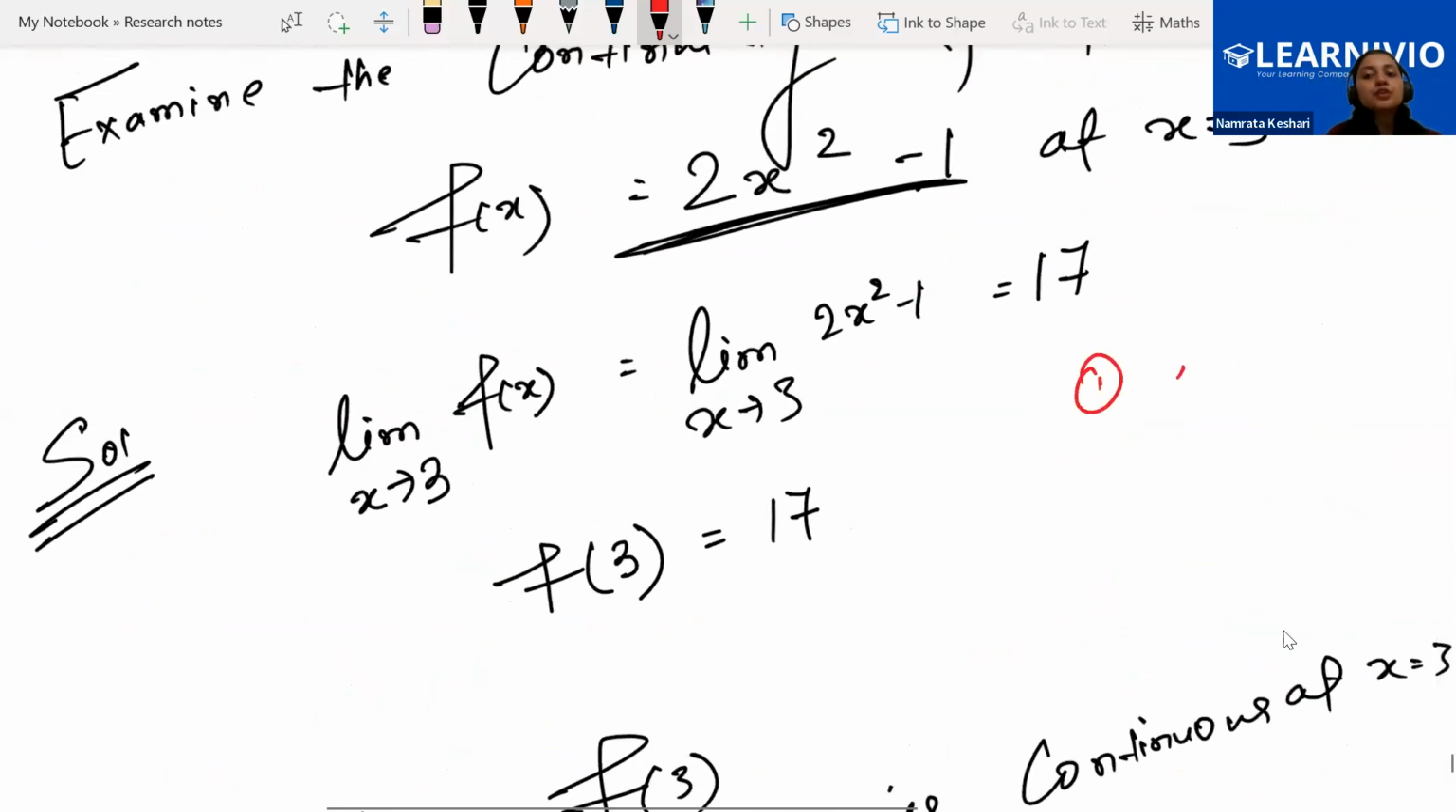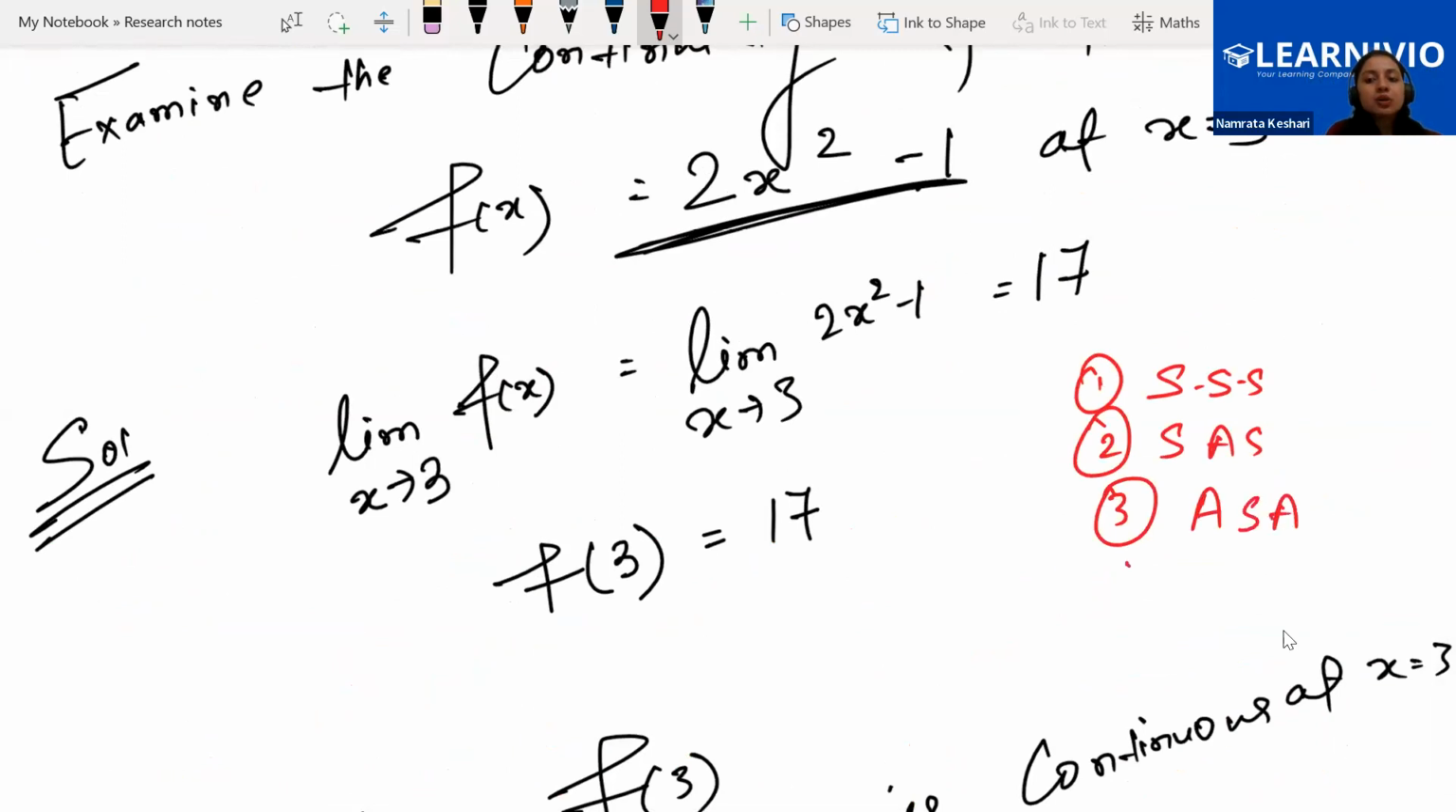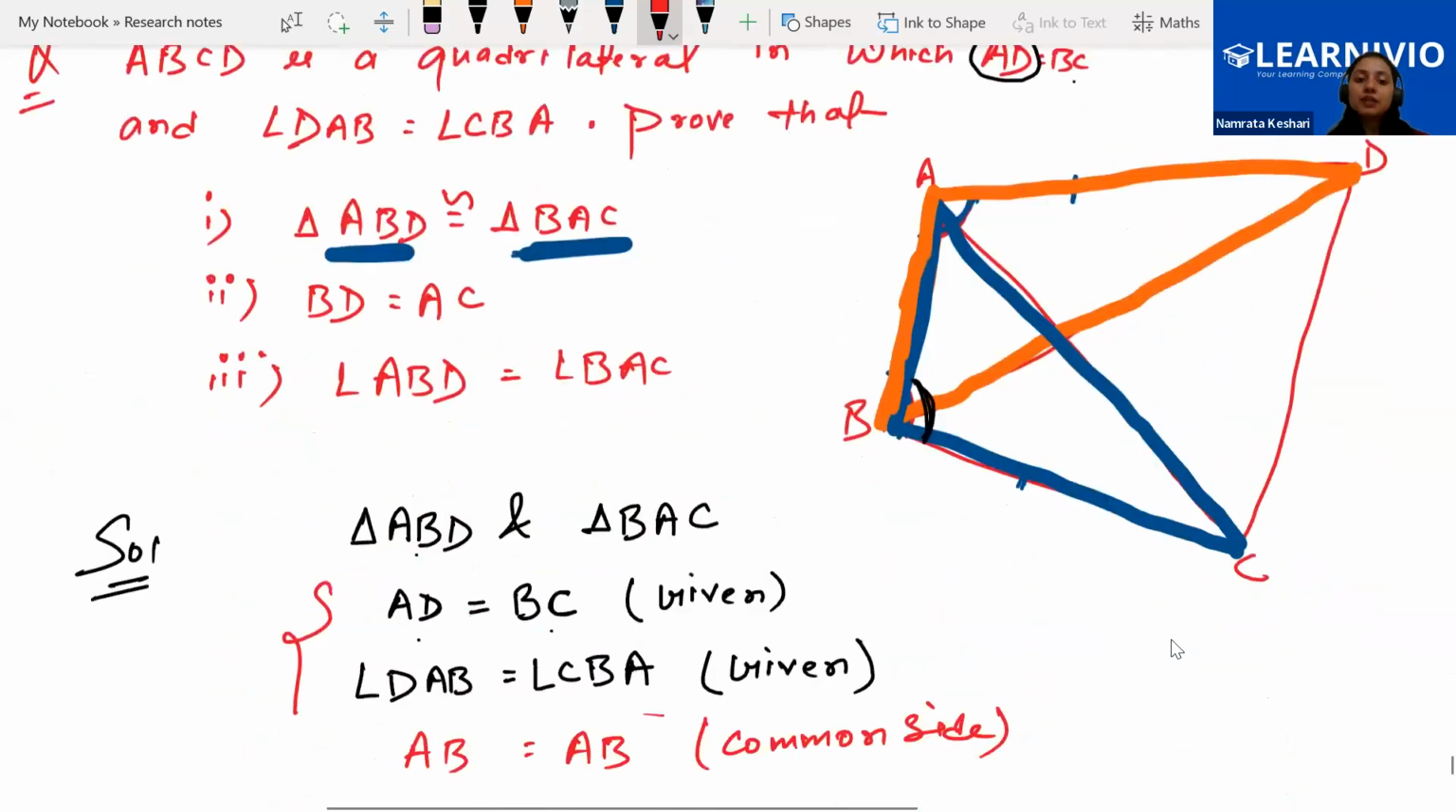One of the rules was side, side, side. Another rule was side, angle, side. Next rule was angle, side, angle. Next rule was angle, angle, side. And next rule was RHS, right angle, hypotenuse, and one of the sides. These 5 rules we are having in hand. Anyone we have to use. If none is matching, then definitely we have made a mistake. Okay, ma'am, AAS. Okay, we will be checking it.